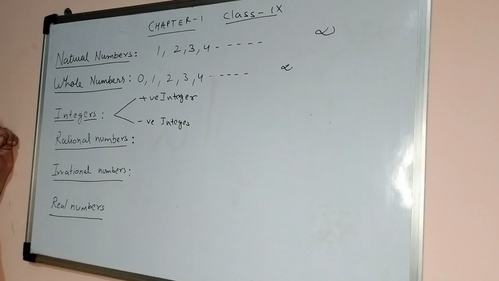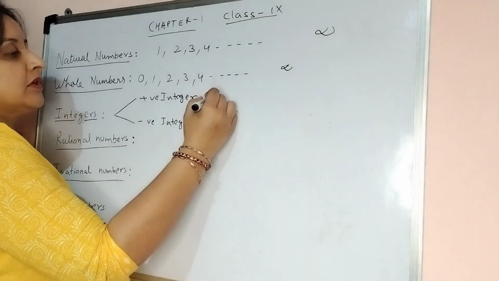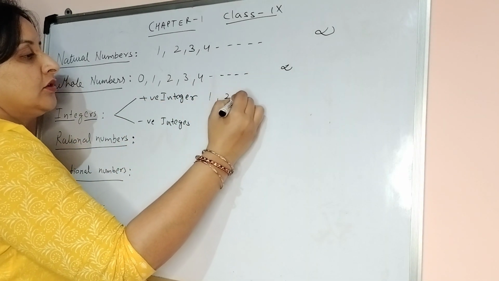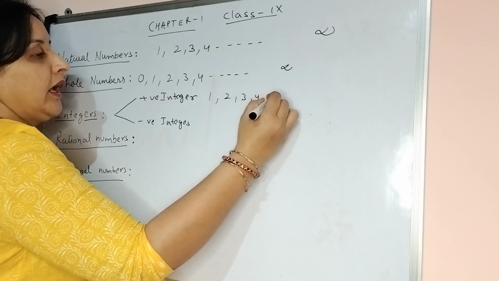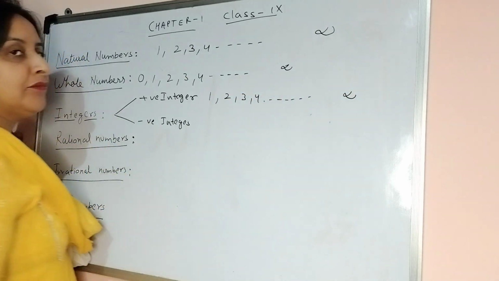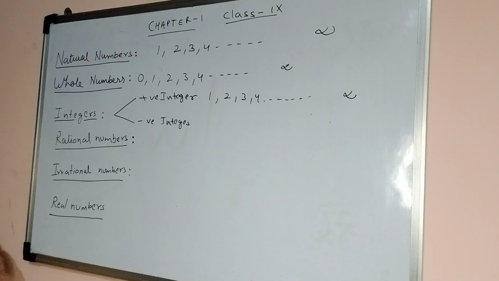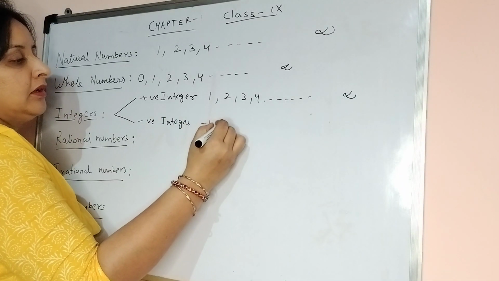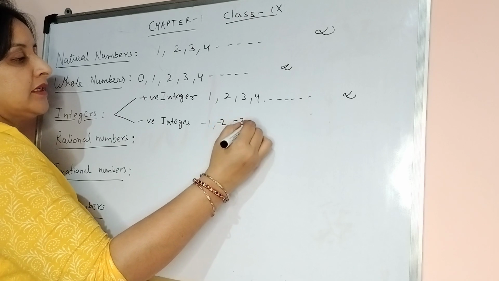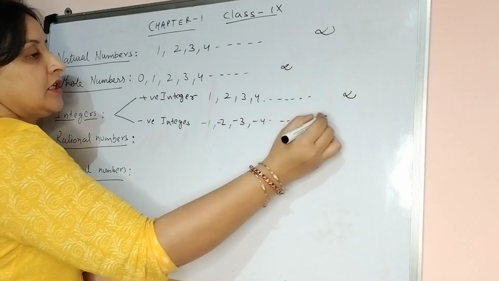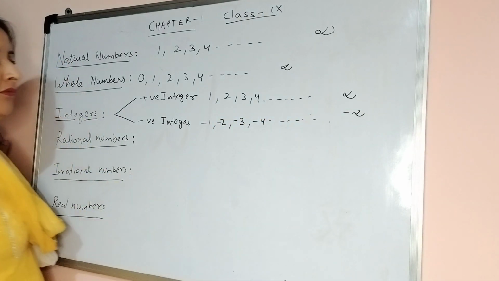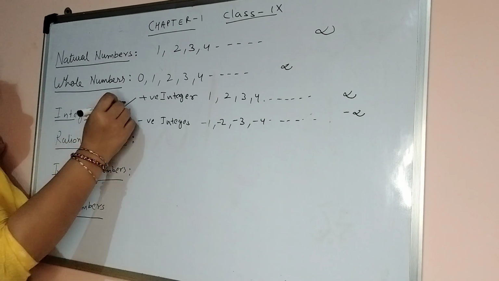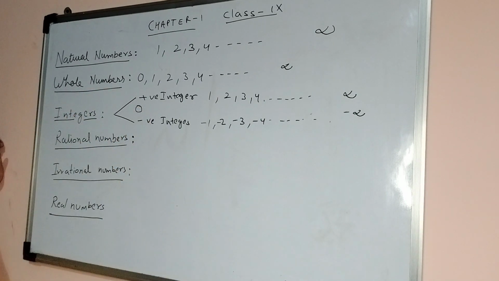Positive integers are basically natural numbers, starting from 1, 2, 3, 4 and so on till infinity, and negative integers are the negative numbers, that is -1, -2, -3, -4 and so on till infinity. And there is one more number in it, that is 0.